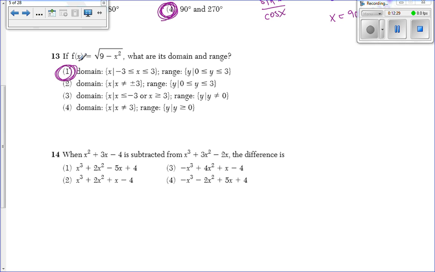What they've done is they've kind of restricted our domain. And when we restrict our domain, we can restrict our range.